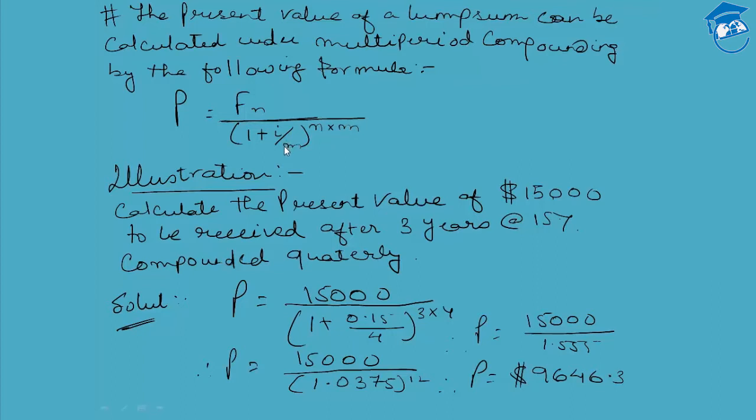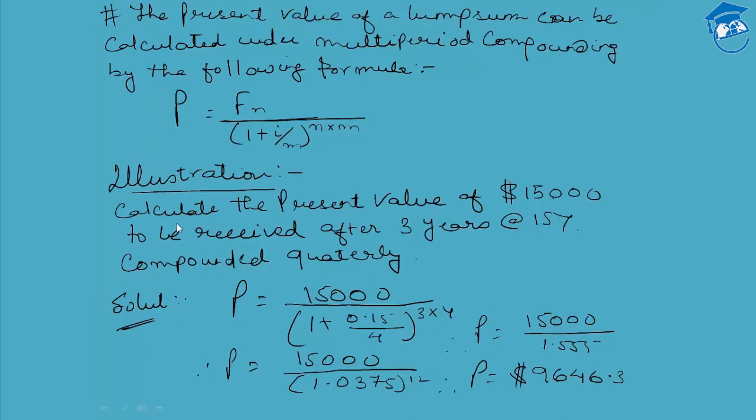I has been divided by m, so as to incorporate the I-mth portion of the nominal interest rate being paid in a particular year, and n into m represents the number of times the compounding is taking place in one particular year across n number of years. So if in a year the compounding is taking place semi-annually or quarterly, and if n represents more than 1 year, so n into m shall represent the number of times the multi-period compounding is undergoing across n number of years. So let's try to understand it in a better fashion with the help of an illustration.